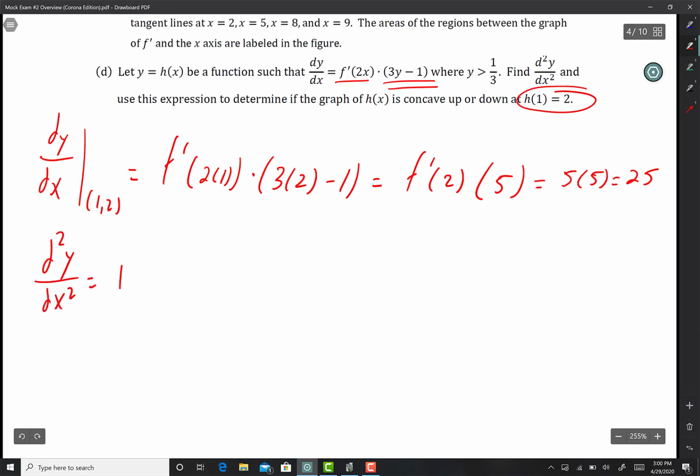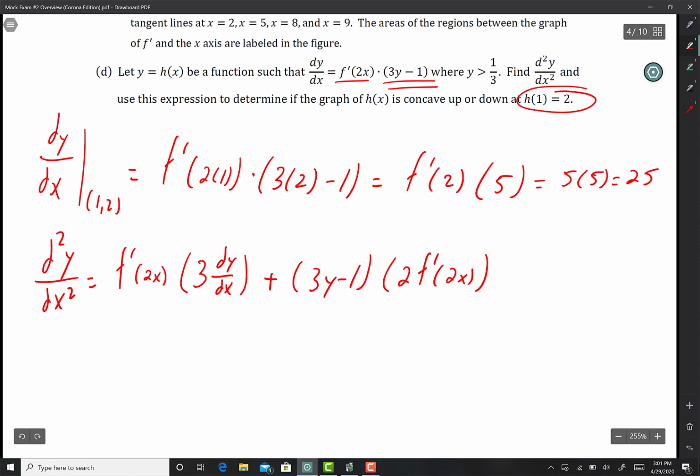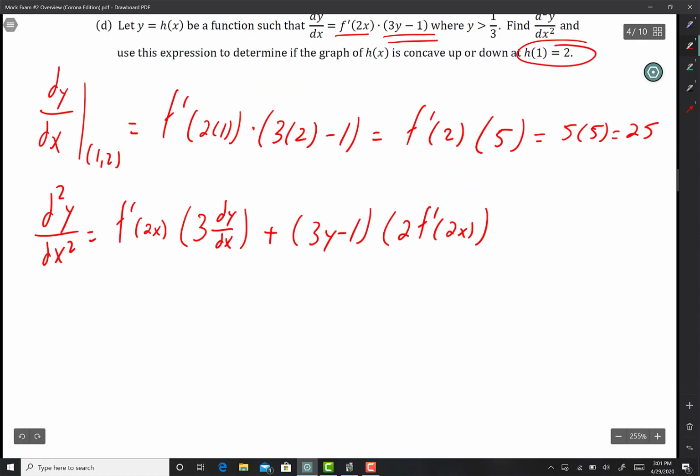is first. And I know some of you guys already do the first with 3y minus 1. It's the same thing, guys. 2x. So I'll go to the second. So the derivative of the second is 3 dy/dx plus second times derivative of the first. So chain rule, 2f prime of 2x. All right, there it is. I'm going to start plugging in.